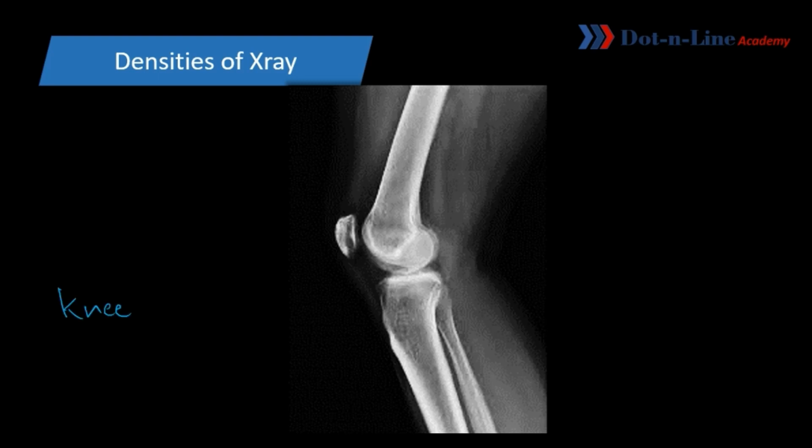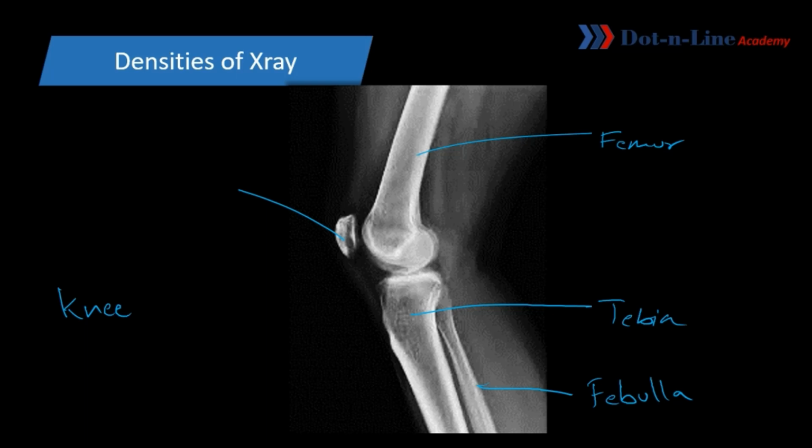Let us name the parts. It is femur. This is tibia. It is fibula. It is patella. All the structures that I have named right now, what are these structures? These are bones. That's why they are white in color, right?